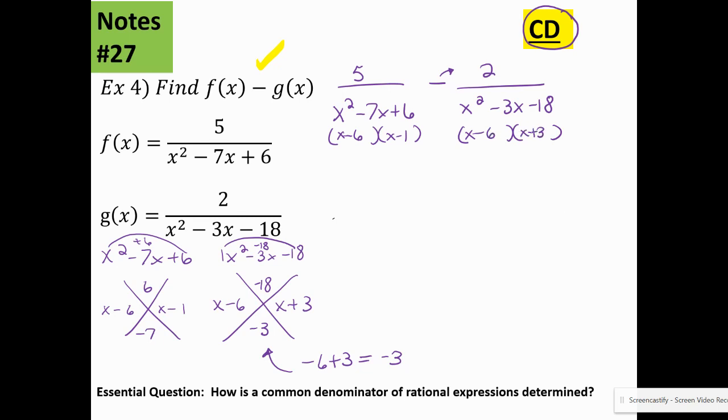Now we can find our common denominator. One of everything. I always start on the left side. So x minus 6, x minus 1, and you want to write CD. I already have x minus 6. I need x plus 3. So there's my common denominator. One of everything.